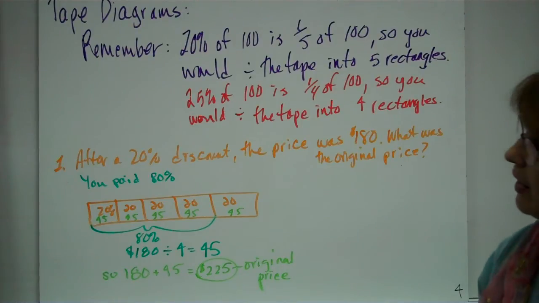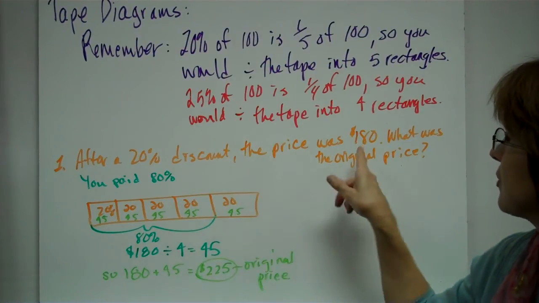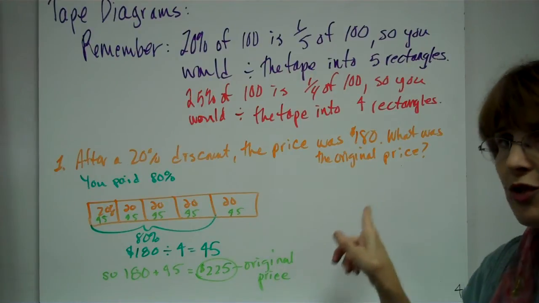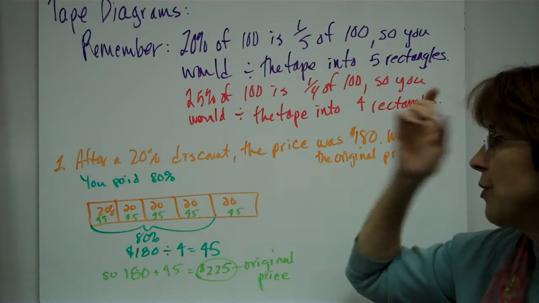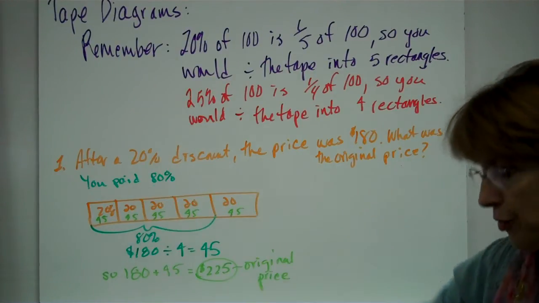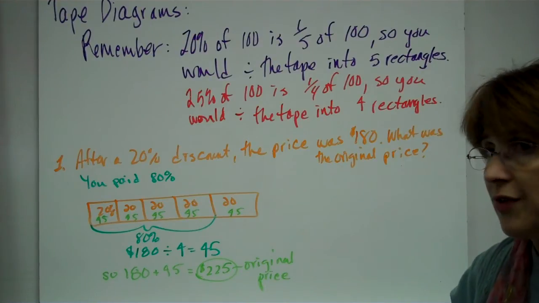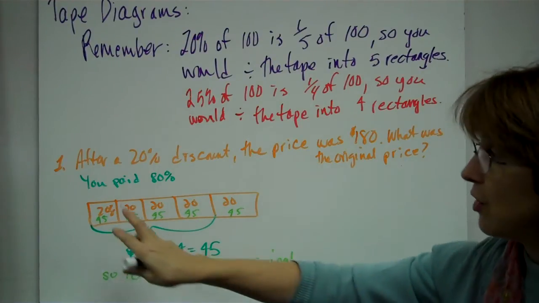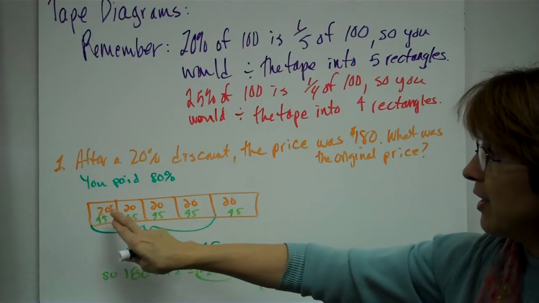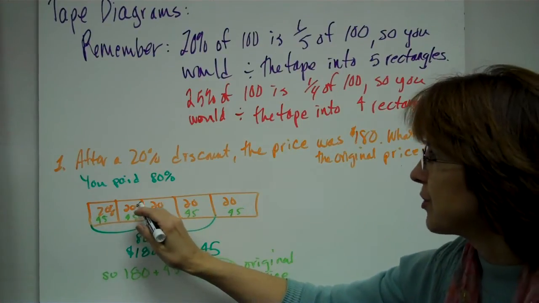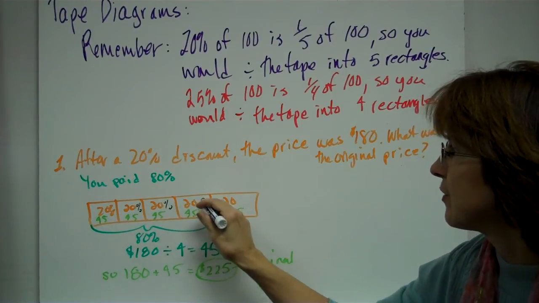Okay, so example number 1. After a 20% discount, the price was $180. What was the original price? Okay, so what you want to do is draw your tape diagram. You're using 20%, so you want to divide it into 5 rectangles, all supposed to be the same. So in each of those is 20%. You could go ahead and put percent on here if you want, that's fine too.